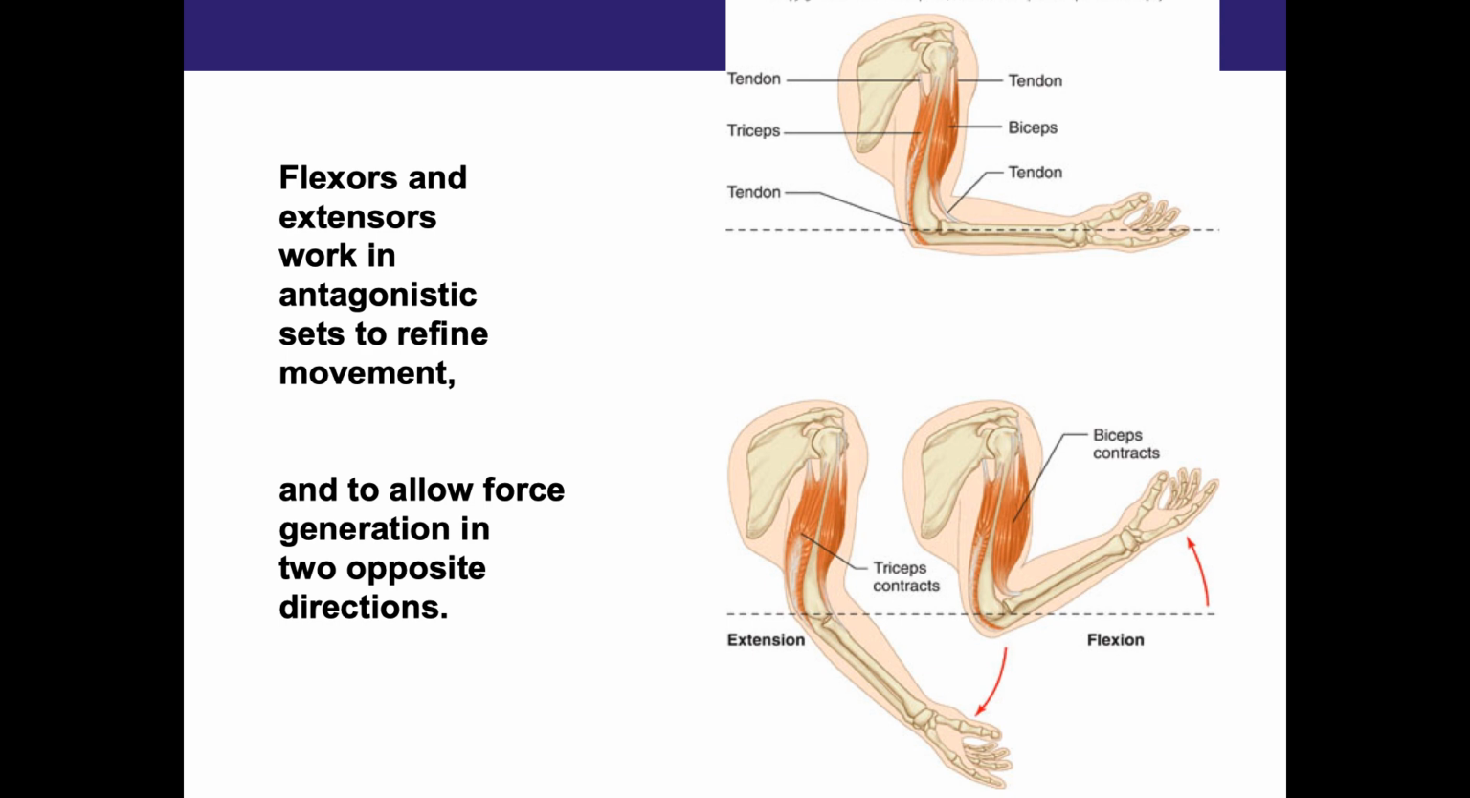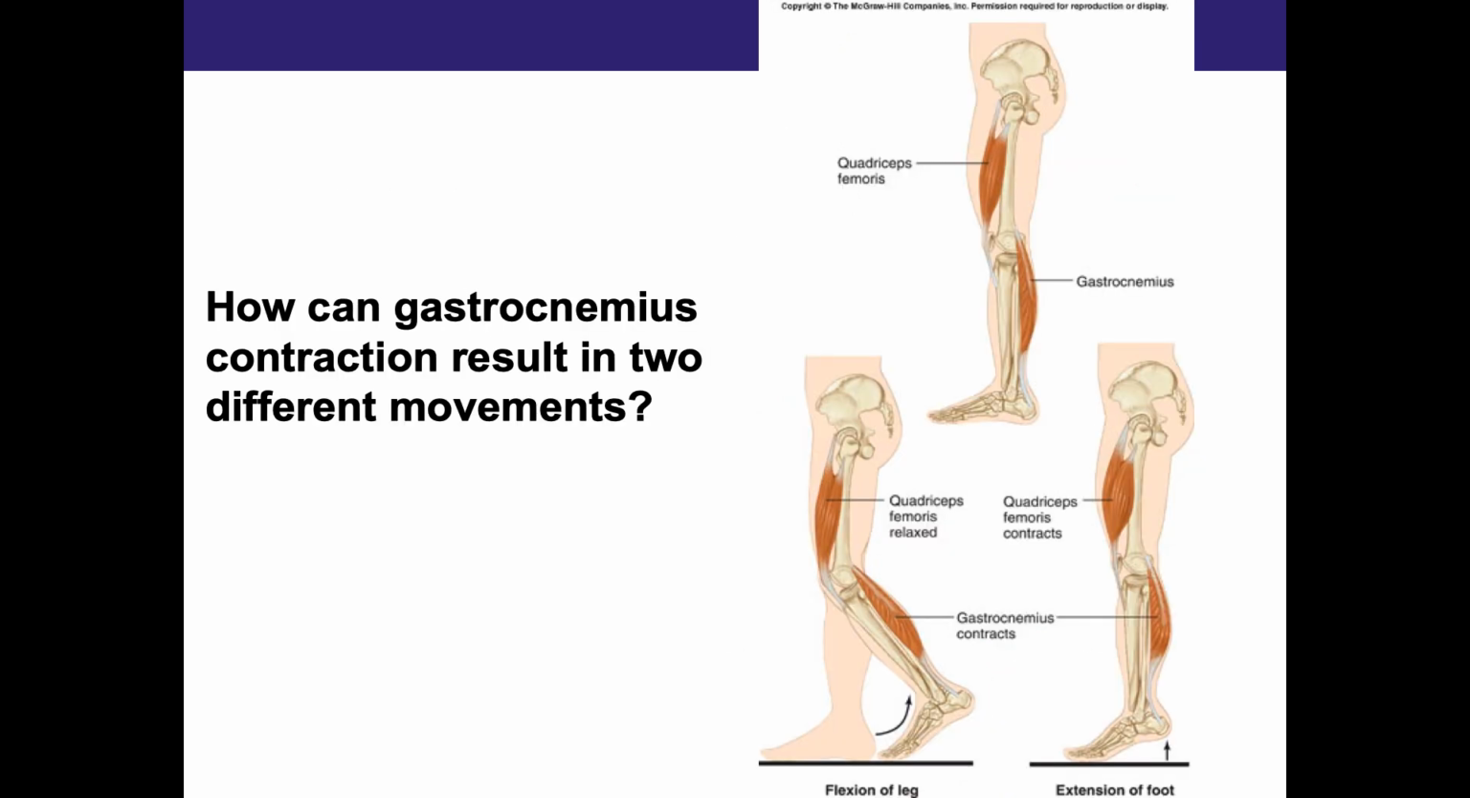So here's a question: how can gastrocnemius muscle contraction result in two different movements? One is flexion of the leg, and the other is extension of the foot. Both times the gastrocnemius muscle is contracting, but the difference really is the quadriceps. The quadriceps are relaxed when we have the flexion of the leg, and the foot's not planted. So when the gastrocnemius muscle contracts, it picks up the leg, reducing that angle where the fulcrum is at the knee.